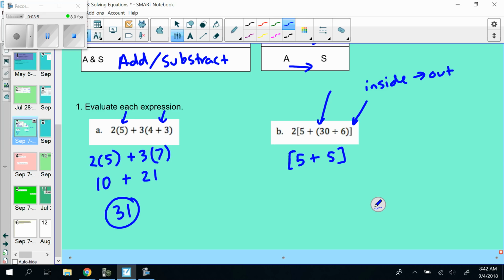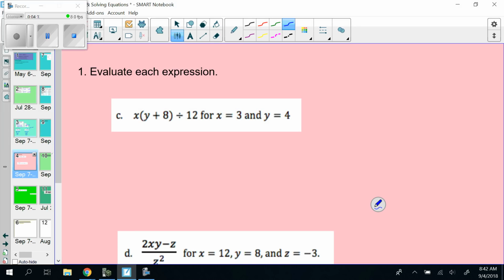Okay. Now we want to continue evaluating this bracket. 5 plus 5 gives us 10. And then finally, now we're multiplying to that outside number and we get 20. Okay, so make sure when you got more than one set of grouping symbols, work inside out. A couple more of these.